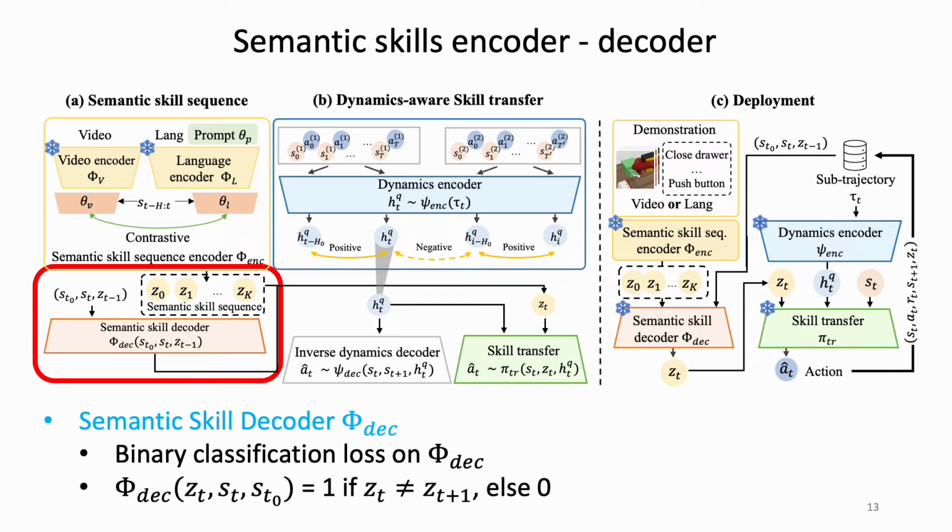Specifically, it performs binary classification to determine whether the semantic skill ZT has ended and if ZT plus 1 should be executed next, based on the inputs, which are the current semantic skill ZT, the current state st, and the initial state st0 at the beginning of the skill execution.